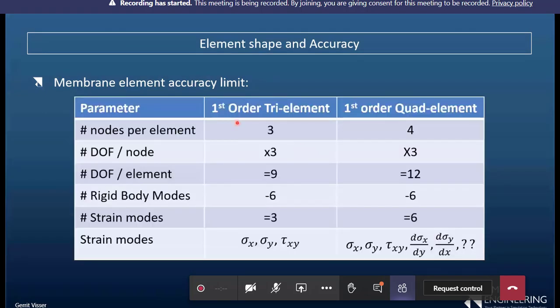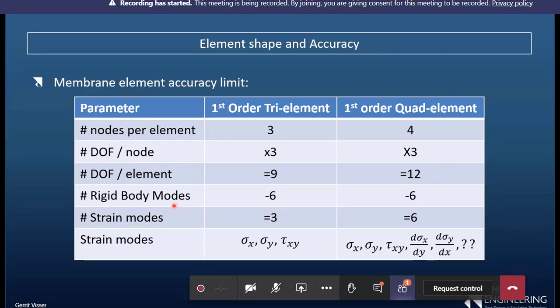So if I look at a first order tri element, it's got 3 nodes, a first order quad has 4. If I look at the number of degrees of freedom per node, I have 3 and 3, translation X, Y, and Z. The reason for that is it's a membrane element. I'm not looking at rotations. So the total number of degrees of freedom per element would be the product of these two, so it's 9 and 12.